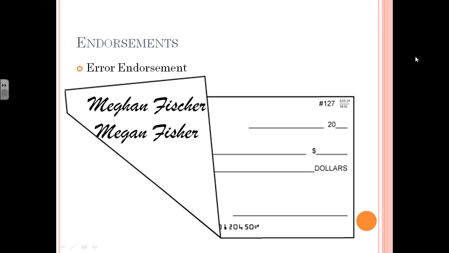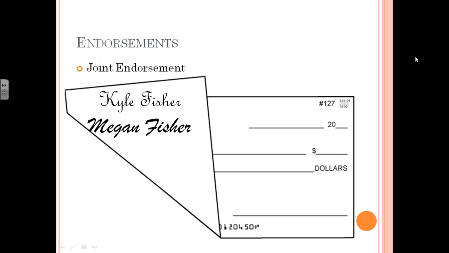An error endorsement is what happens when somebody spells your name incorrectly on the check. So, for example, if somebody had added an H to my name and a C to my last name on the front of the check, what you do is first you sign it the incorrect way, and then you sign it the correct way in order to deposit that check or cash that check.